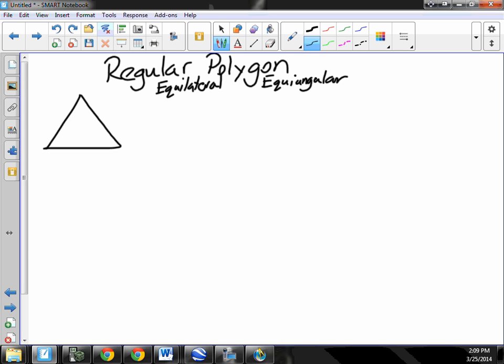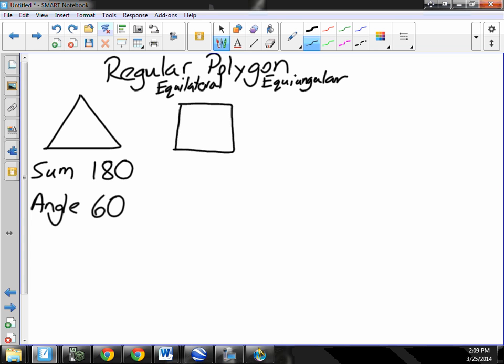So, a regular triangle is called an equilateral triangle, and it just so happens, if it's equilateral, it's automatically equiangular. What is the angle sum of this triangle? 180. What is the size of each angle? 60. Now, this is only true on a flat surface. It's not true on the Earth. It's not true in the hyperbolic plane. What do we call a regular quadrilateral? A square. What is the angle sum of a square?